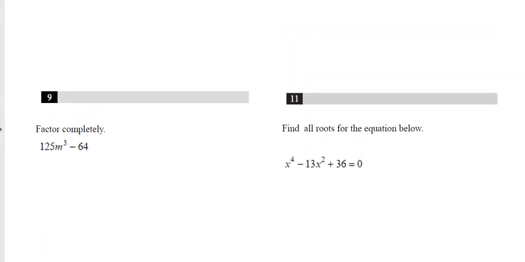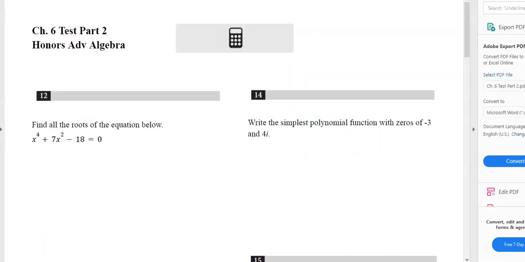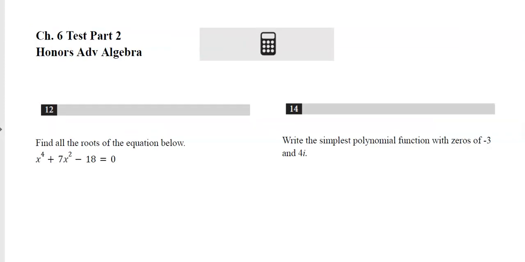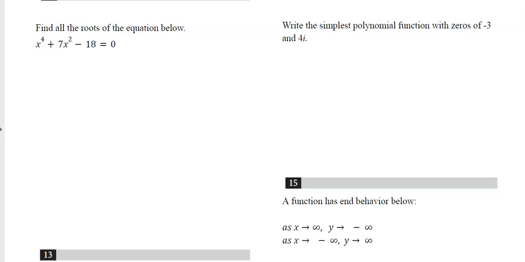All right. That's the end of part 1. We're going to move on to part 2. So let's go to part 2, pick up here with number 12. Find all the roots of the equation below.